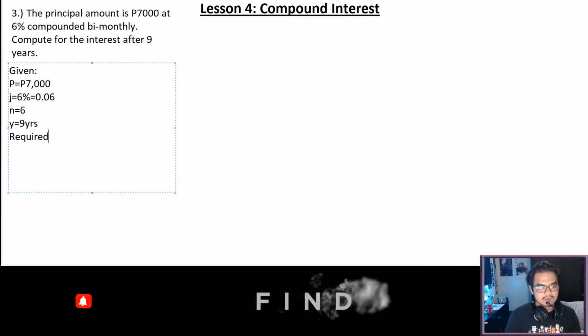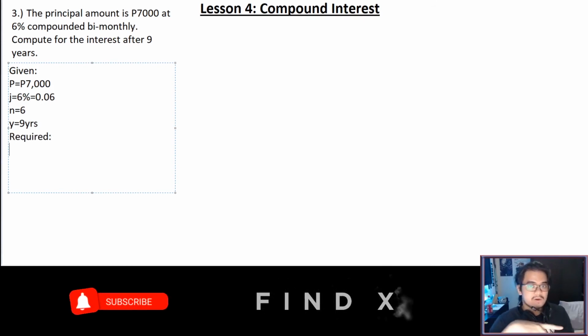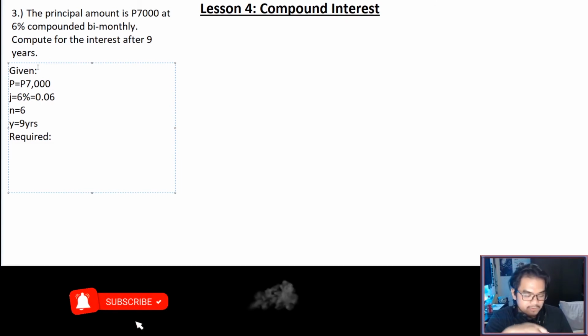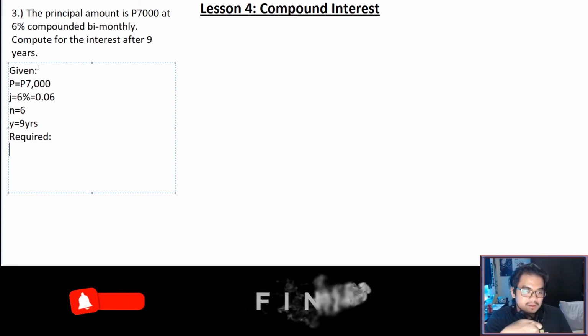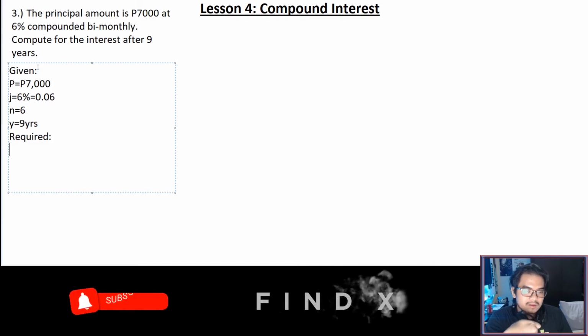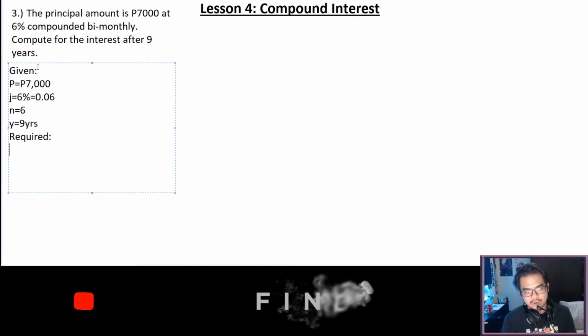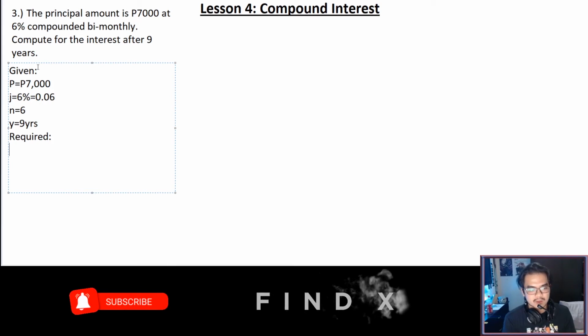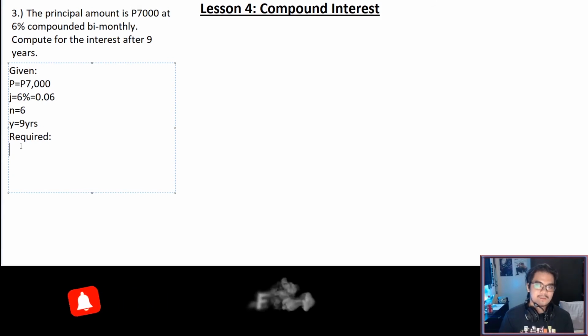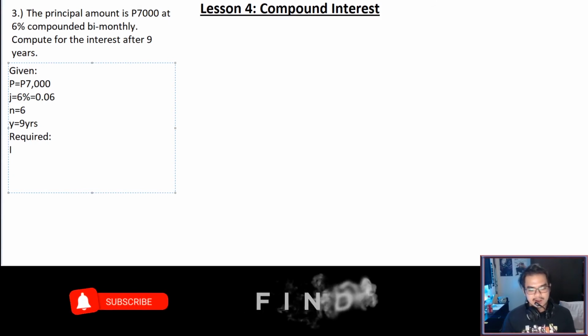So we are required to find now what? Now be careful with this. As you can see, compute for the interest. Therefore, what we are looking for is not the interest rate. Now, that is different. Interest rate and interest are two totally different things. So if we are looking for the interest rate, the required is small i. But if we are looking for the interest, we are looking for the capital I. Okay? Capital I.